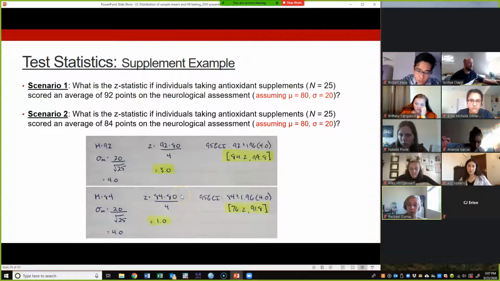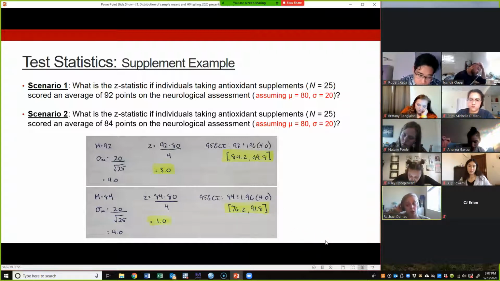But this time I've got a smaller deviation between what I've observed and what my expected value is under the mean, right? Before I had a difference of 12 points. Now I've only got a difference of 4 points. If I take 84 minus 80 over 4, I get a z value of 1. And if I calculate my confidence interval here, I get a confidence bound of about 76 to about 92. So Rachel, can you give me an interpretation of this confidence interval here?